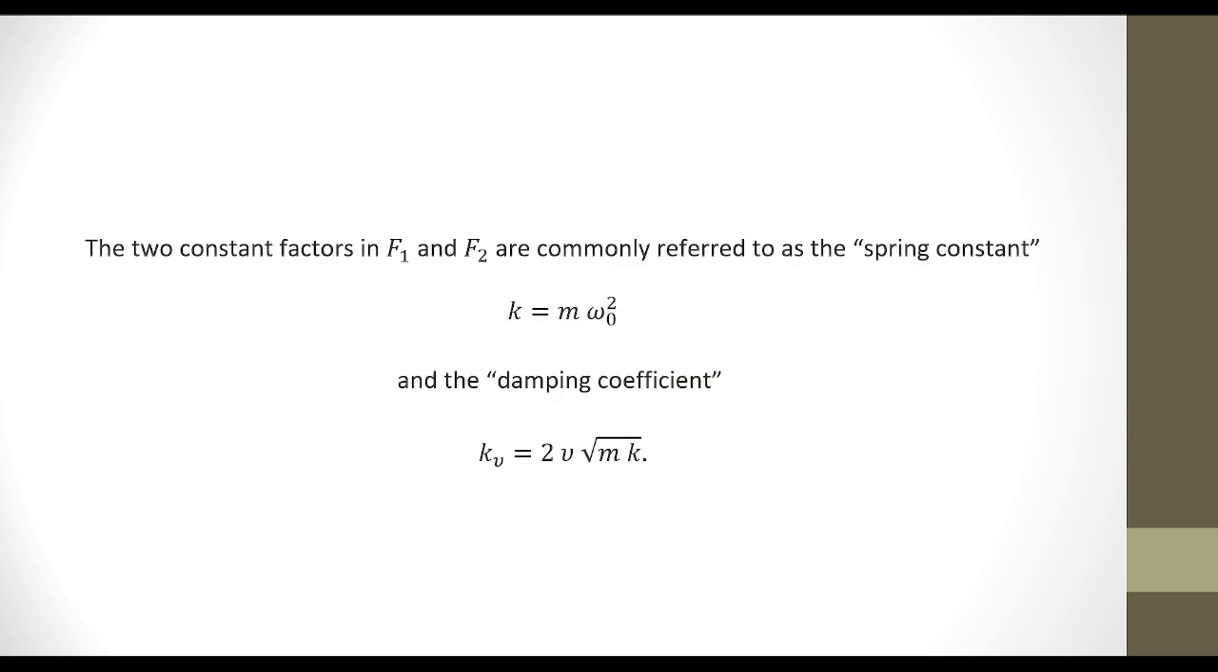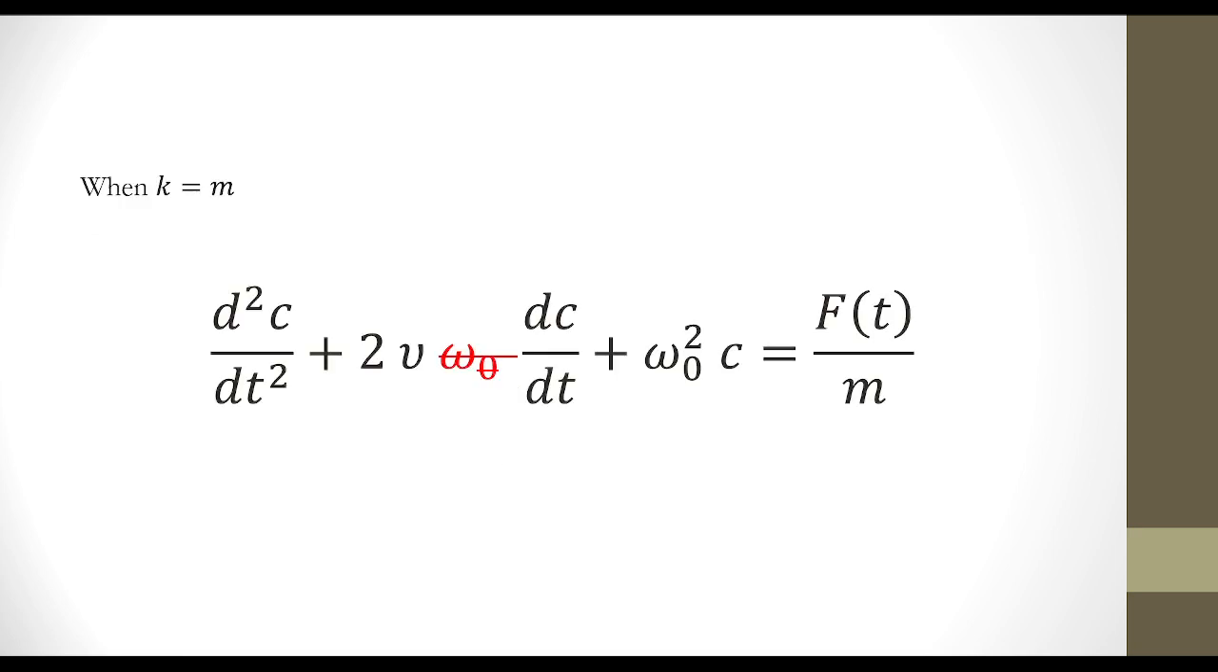The two constant factors in F1 and F2 are K, which is the spring constant, and the damping coefficient. So you see it has a damping ratio in there. There are probably some other ways to express it as well. What is K? It's a spring constant. It's a force.